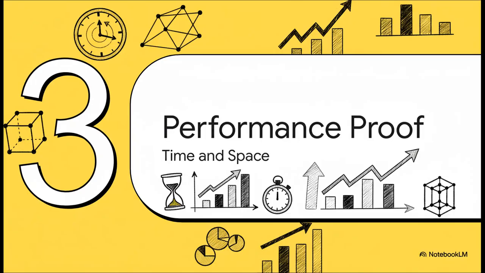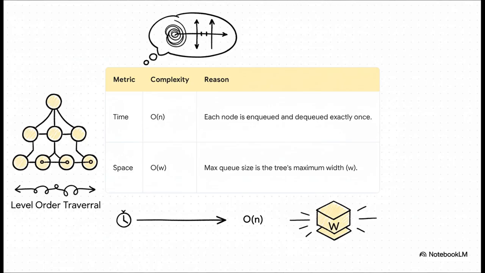All right, time to talk performance. You knew it was coming. In any interview, you've got to be able to analyze the time and space complexity, so let's break it down right now. And the good news is, it's pretty straightforward. The time complexity is O of n, where n is just the total number of nodes. The space complexity is a little different. It's O of w, where w is the maximum width of the tree.